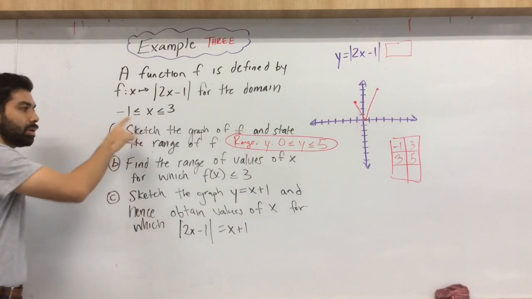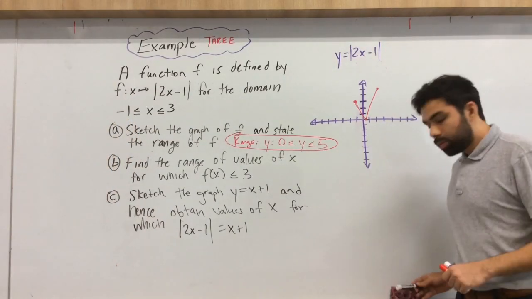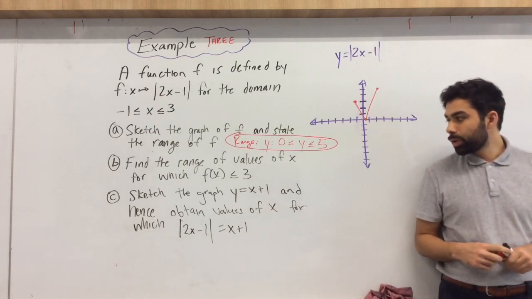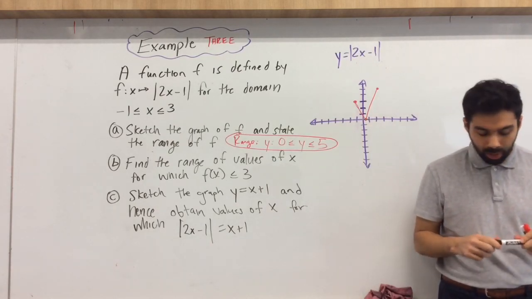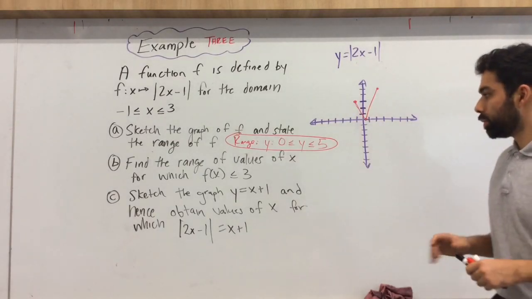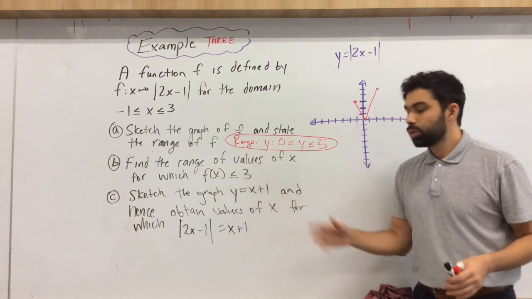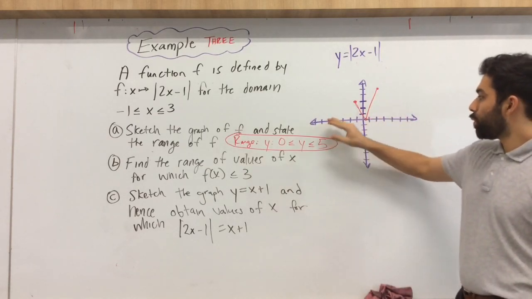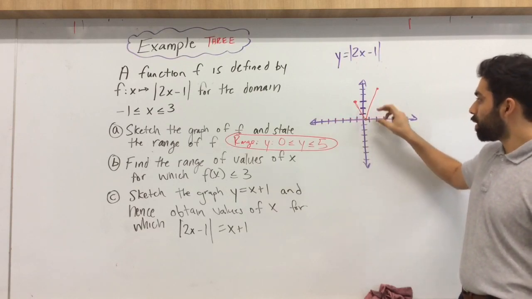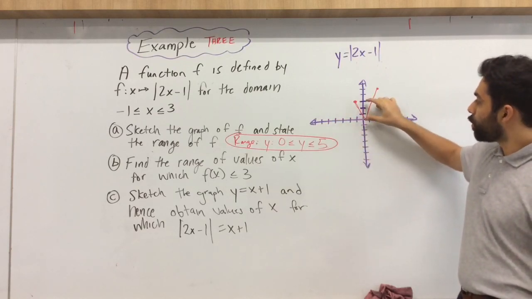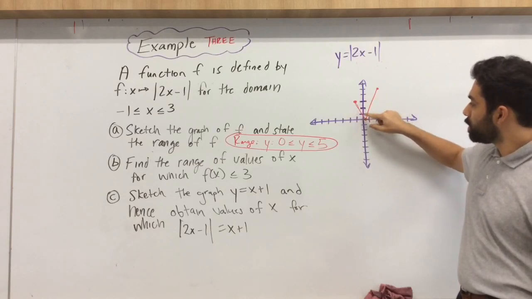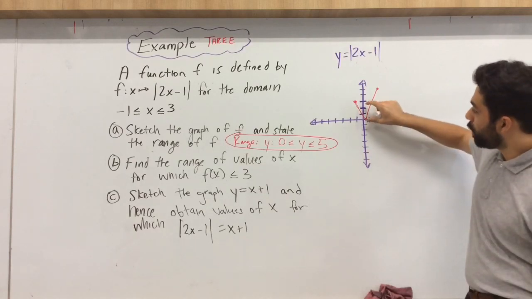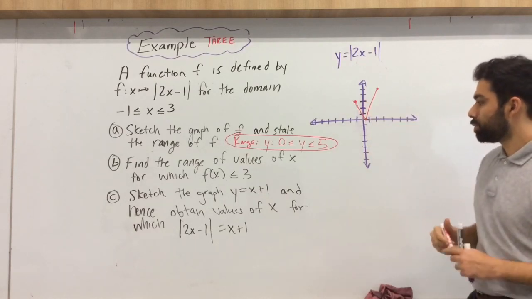And again, we do have to consider what our domain is. Letter B states, find the range of values of x for which f of x is less than 3. This can be a bit of a confusing question because range is affiliated with domain, or your x values. So what this is saying is, what is your domain, or what are your x values, when your range is basically between 0 and 3? You're telling me domain when range is between 0 and 3.